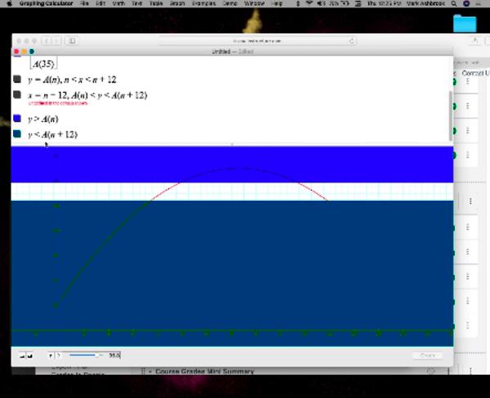There aren't any, right? There aren't any y values that are above a of n, that's the blue region, and below a of n plus 12, that's the green region. So since there's no points that satisfy that, what does it say? Undefined. Undefined means I'm not going to plot you any points because there are no points that satisfy that.